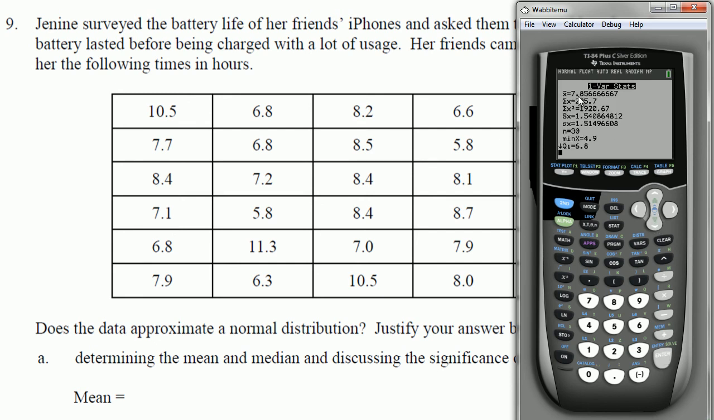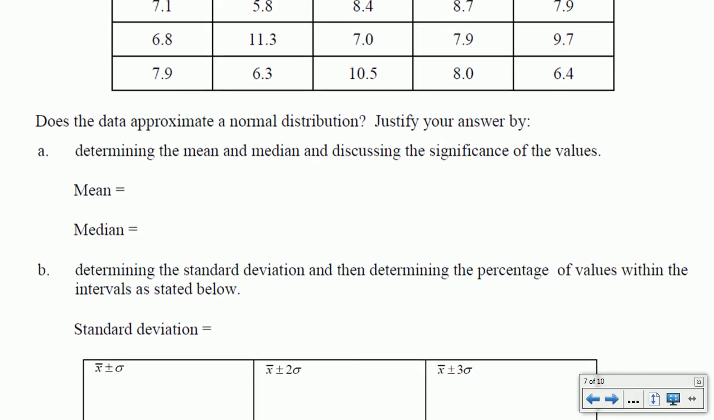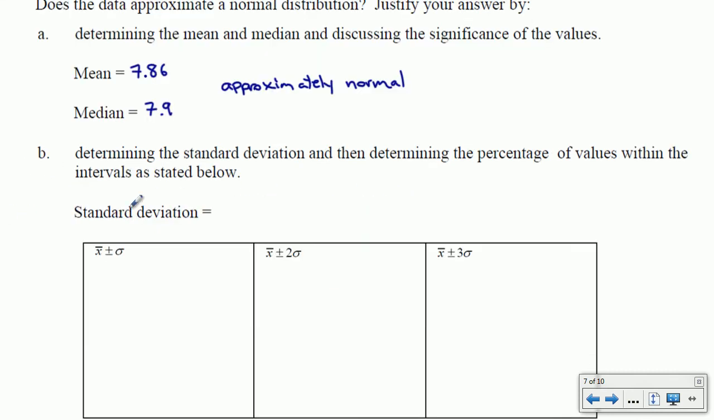So we can see the mean is 7.86 and the median is 7.9. So the mean is 7.86 and the median is 7.9. Because these two are pretty close, that means we have an approximately normal distribution. Our calculators also returned a standard deviation, which was 1.5149 and some other digits.